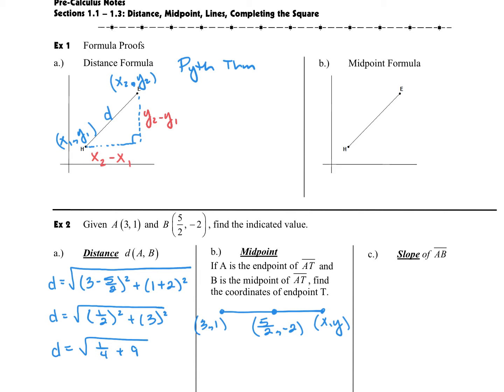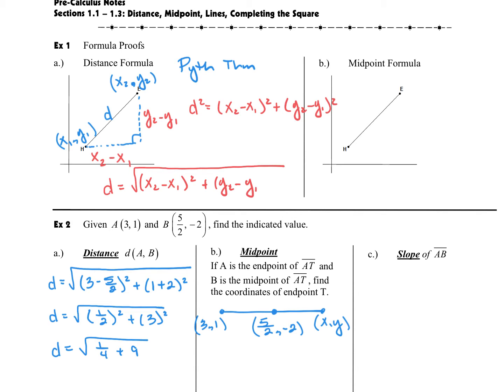From here, we can just drop everything into the Pythagorean theorem. So our hypotenuse squared in this case is d, so we'll say d squared. And then we're going to square our two legs, so (x sub 2 minus x sub 1) squared, plus (y sub 2 minus y sub 1) squared. So our distance itself is simply taking the square root of each side. So our distance formula is the square root, and we're going to give ourselves a big square root here, of (x sub 2 minus x sub 1) squared plus (y sub 2 minus y sub 1) squared.